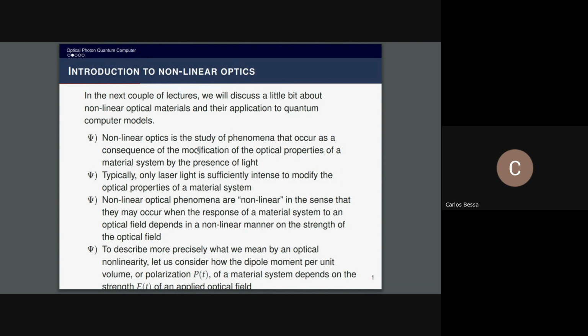So nonlinear optics, let's start, is the study of phenomena that occur as a consequence of the modification of the optical properties of a material system by the presence of light. Typically, only laser light is sufficiently intense to modify the optical properties of a material system. Nonlinear optical phenomena are nonlinear in the sense that they may occur when the response of a material system to an optical field depends in a nonlinear manner on the strength of the optical field. And we will see some examples soon.